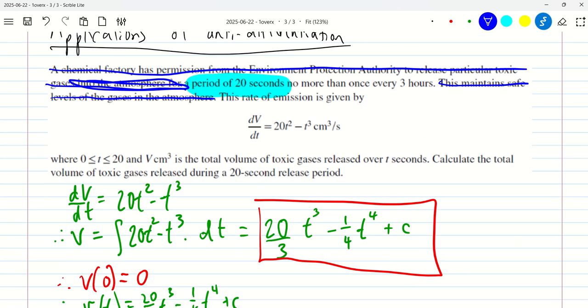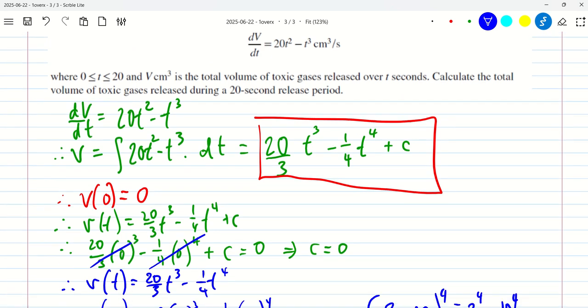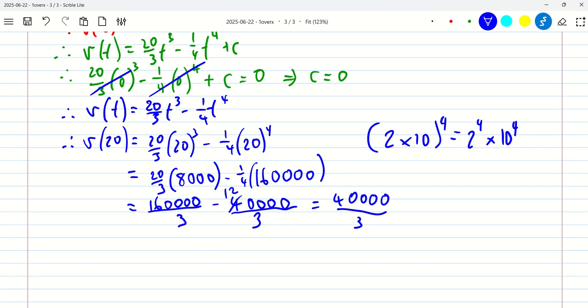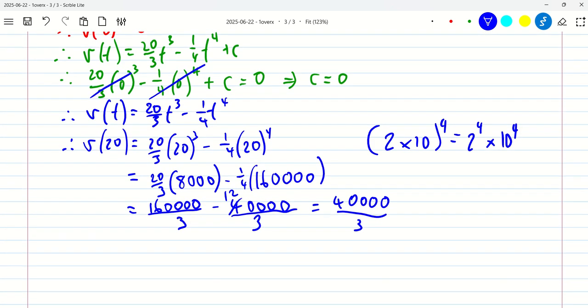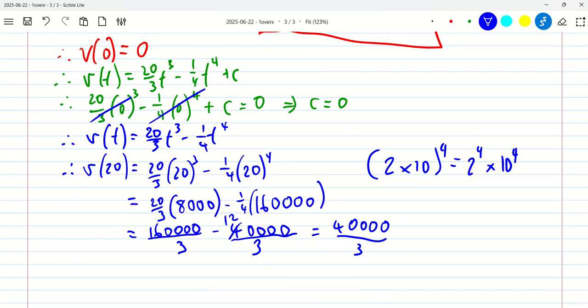The question says calculate the total volume of toxic gases released during a 20-second release period. It doesn't say to the nearest centimeter cubed or anything. So I'm going to give my answer as exact, and I'm going to leave it like that. Hopefully all my fraction work has been correct. So that's my answer.